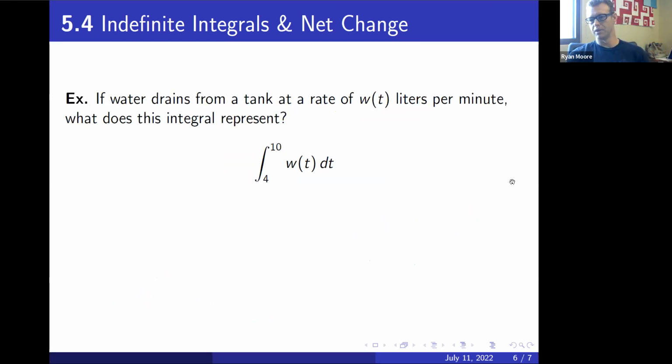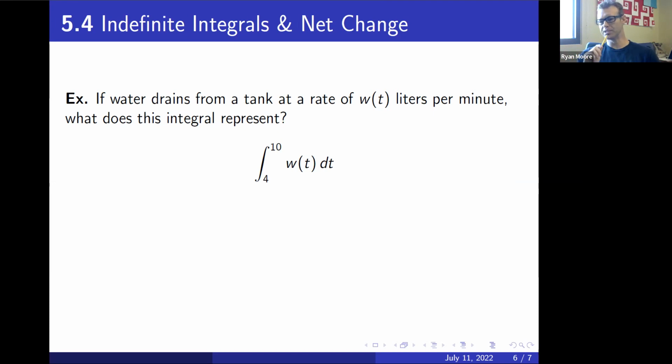Here's one with a little bit different context. Let's say water drains from a tank at a rate of W of t liters per minute. What does this integral represent? You see we have the definite integral from 4 to 10 of W of t dt. Water drains from a tank, so we've got this big tank. There's maybe hundreds of liters of water inside this thing. W of t is the rate at which the water is draining out of it. So what does that integral represent?